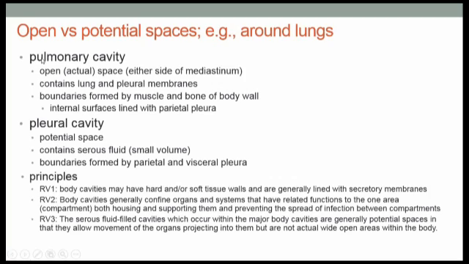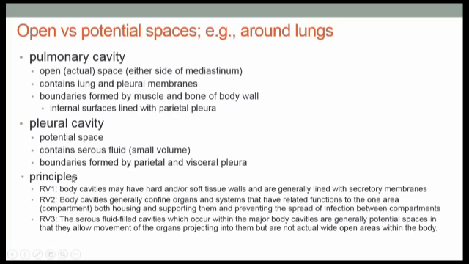If we now come back to the idea of open versus potential spaces, the pulmonary cavity is the actual open space that lies in the thorax on either side of the mediastinum, and it contains both the lung and the pleural membranes, and its boundaries are the body wall itself, and its internal surface is lined with the parietal layer of pleura. In contrast, the pleural cavity is the potential space that normally only contains a very small volume of serous fluid, and its boundaries are the parietal and visceral pleura.